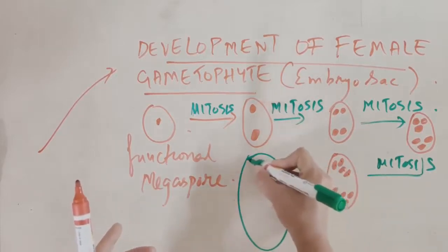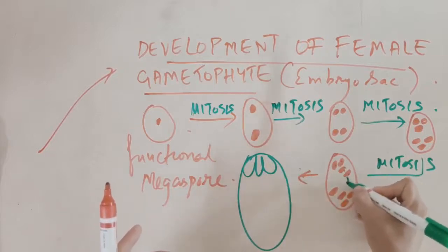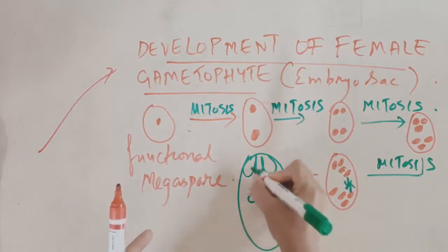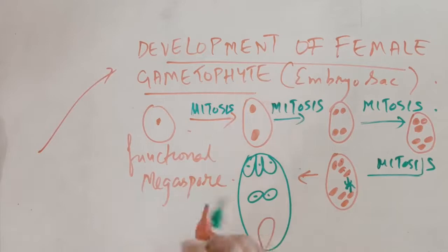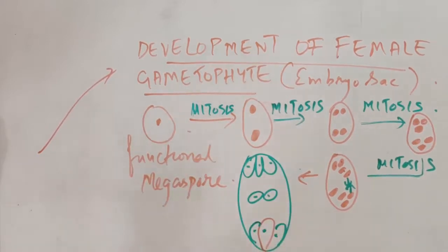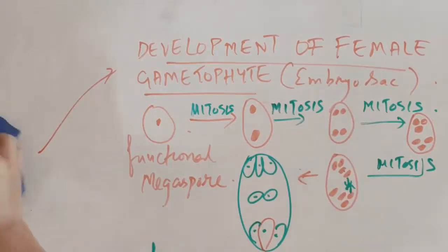Simple. This is the embryo sac. Development of female gametophyte. This figure shows the development of the female gametophyte or embryo sac.